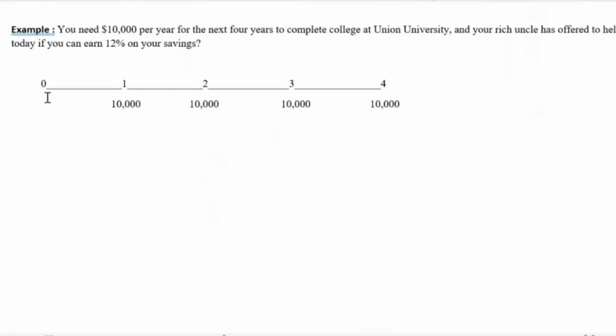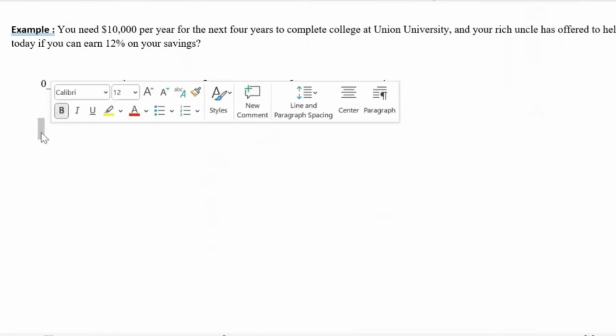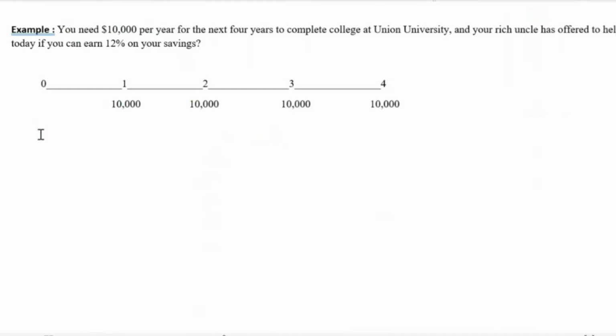Another way is uncle can just provide money today, write a big check, and the student can put the money in a bank account. Then every year withdraw $10,000. So the question is, if uncle wants to write a big check today and make sure this amount will enable the student to withdraw $10,000 a year for the next 4 years, what is the amount?